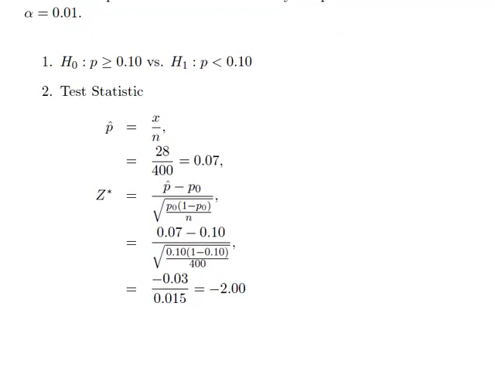Then, here's the formula for the rest of the test statistic. You've got p hat minus p sub 0, and the p sub 0 is just the number value in the hypothesis, over the square root of p sub 0 times 1 minus p sub 0 over n. So you have 0.07 minus 0.10 over the square root of 0.10 times 1 minus 0.10 over 400. That gives me negative 0.03 in the numerator over 0.015 in the denominator. So that gives me a test statistic of -2.